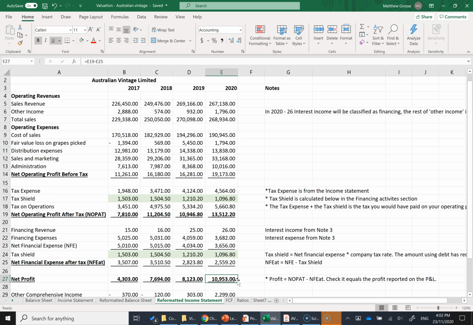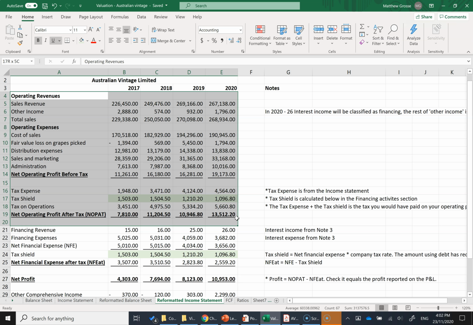So let's recap what we just did. We have reformatted the income statement. We've separated out the operating activities up here. These are all my operating revenues and operating expenses. I've adjusted the tax expense to take into account the tax shield, and I've calculated the tax on operations.